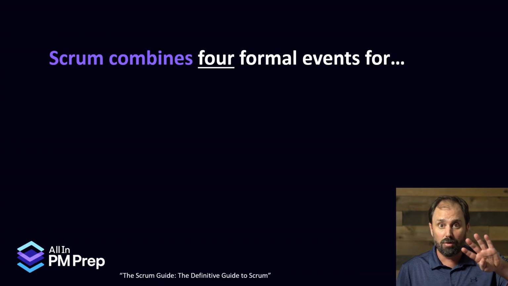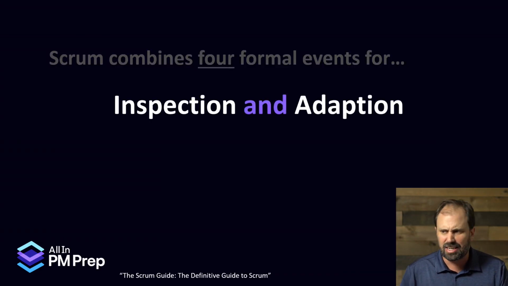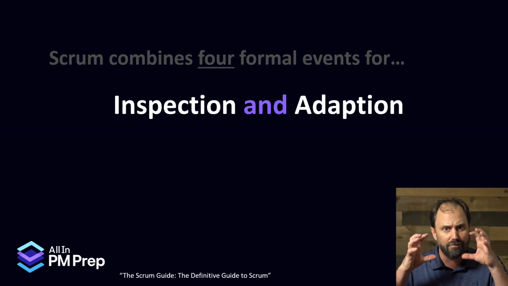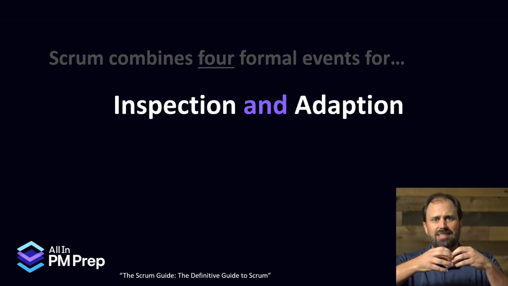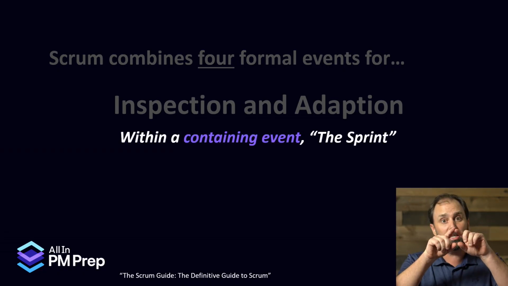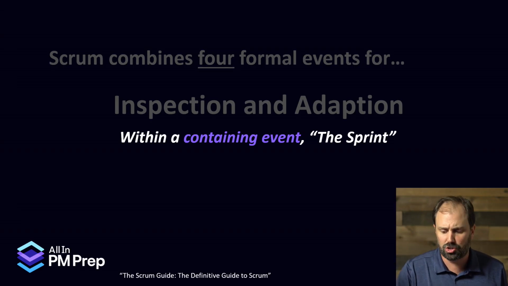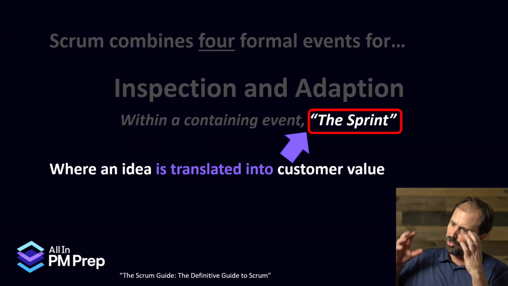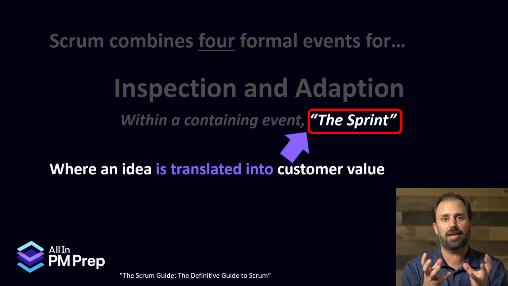Now, Scrum combines 4 formal events for inspection and adaptation. We'll talk about that inspection and adaptation a lot. So 4 formal events for inspection and adaptation of the product and the process and everything that we produce, okay? Now, the entire, what they call a containing event, and you'll see it in a second, is called the sprint. That's what holds everything. It's usually 2 weeks long, okay? Now, the sprint, that's where the magic is. All the details are contained within the sprint.